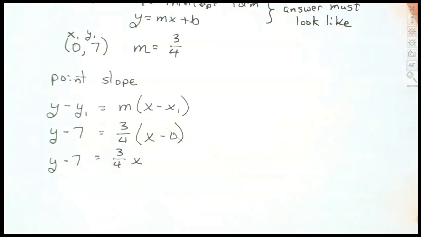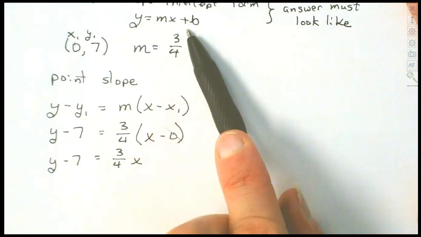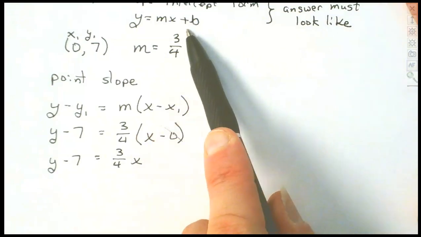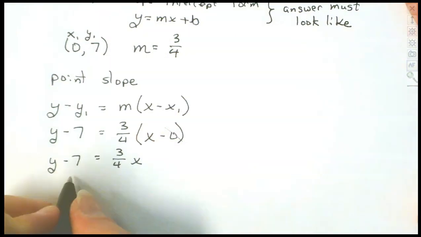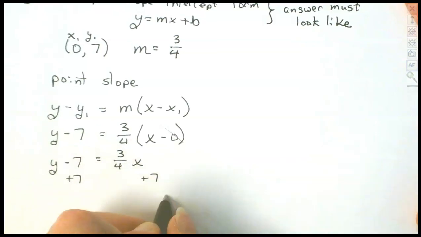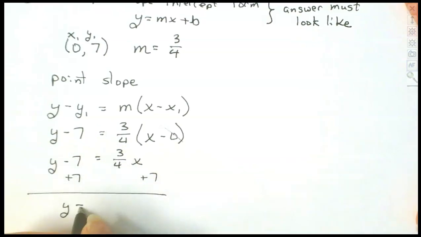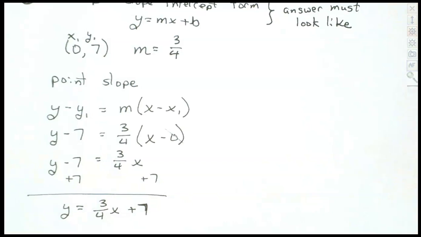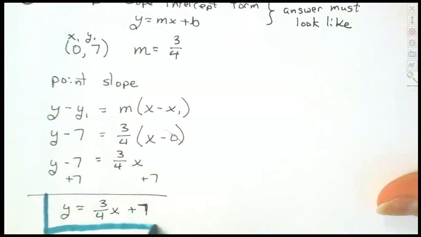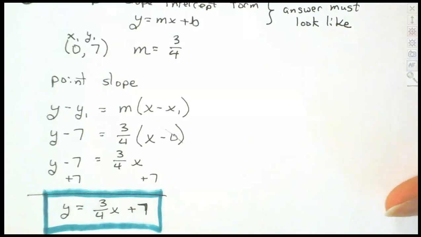How do we finish it? It needs to look like y equals. So what needs to happen with the 7? We need to add the 7. And that gives you y equals now 3/4 x plus 7. And that would be your answer in slope-intercept form.